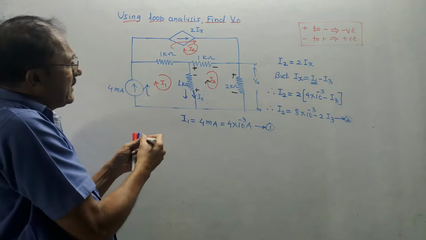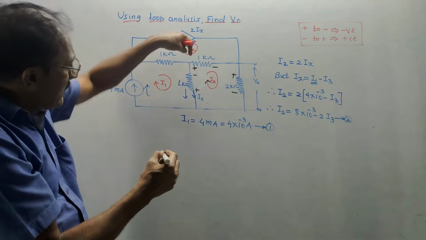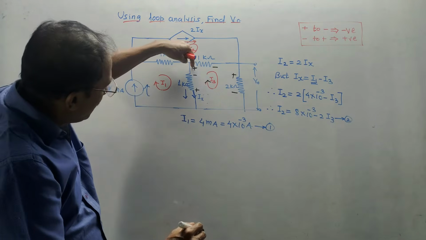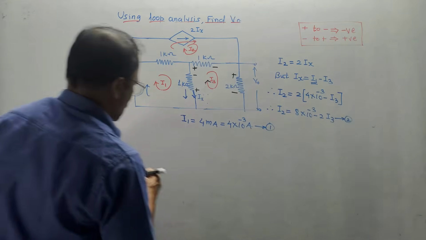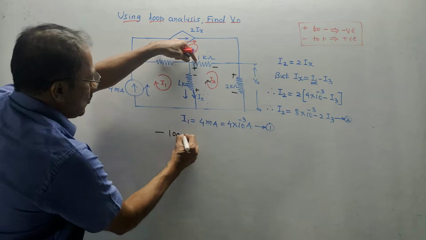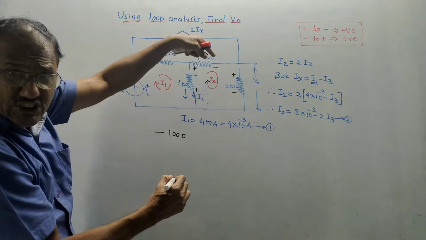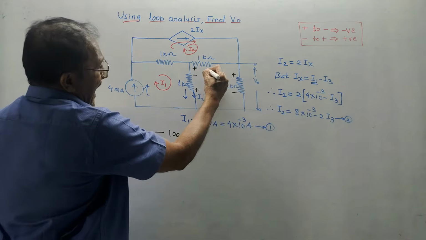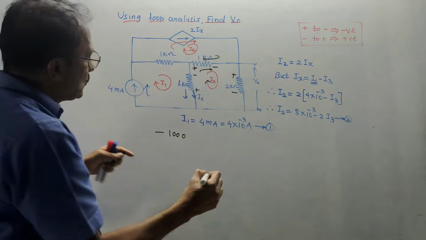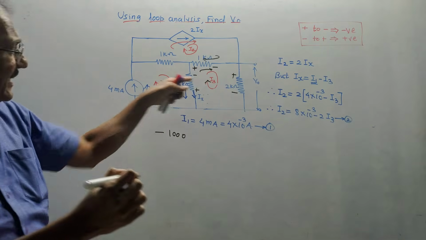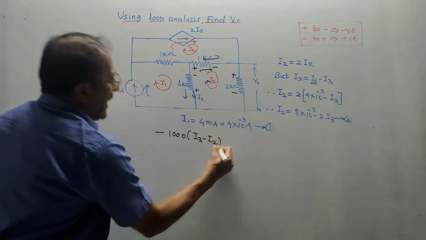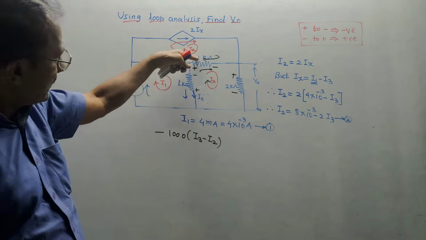Let us write the equations of KVL. Start from this point. You can start from any point. If you start from this point, we are moving from plus to minus. Plus to minus is minus, so first I will write the minus sign. Then the value of resistance is 1 kilo ohm, that is 1000 ohm. Through this resistance, which currents are moving? I3 is moving from left to right and I2 is moving in the opposite direction. Since I am writing it for loop 3, I have to give priority to I3. So it is I3 minus I2 for this 1 kilo ohm.